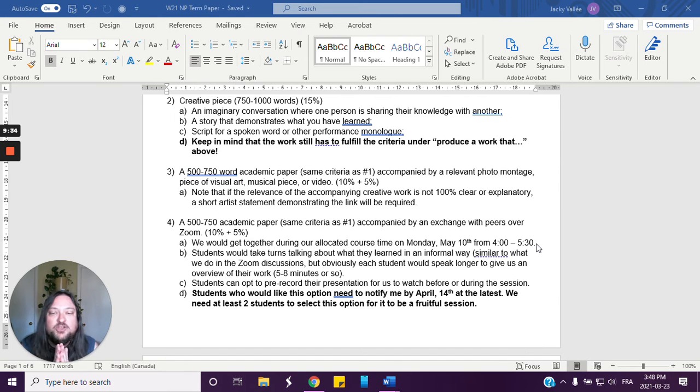And if you want to, a variation on that option is to pre-record it. If there are people who sign up for this option, we can talk about whether everybody wants to record their thing and then send it to the others who are participating in advance. We watch it and then we discuss it during the Zoom session, or people screen share and show the video during the Zoom. We'll figure it out one way or another.